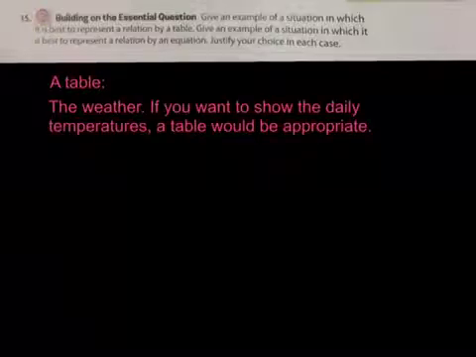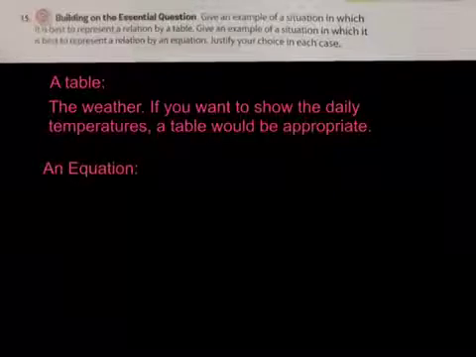Number 15. Give an example of a situation in which it is best to represent a relation by a table. Give an example of a situation in which it is best to represent a relation by an equation. And justify your choice. Explain your choices, really. Okay, let's do a table first. When talking about the weather, if you want to show the daily temperatures, a table would be appropriate. You can show, for example, in the x, the days of the week, or even the months of the year, and then in the y you can show how the temperature ranges. So a table would be appropriate to show the different temperatures.